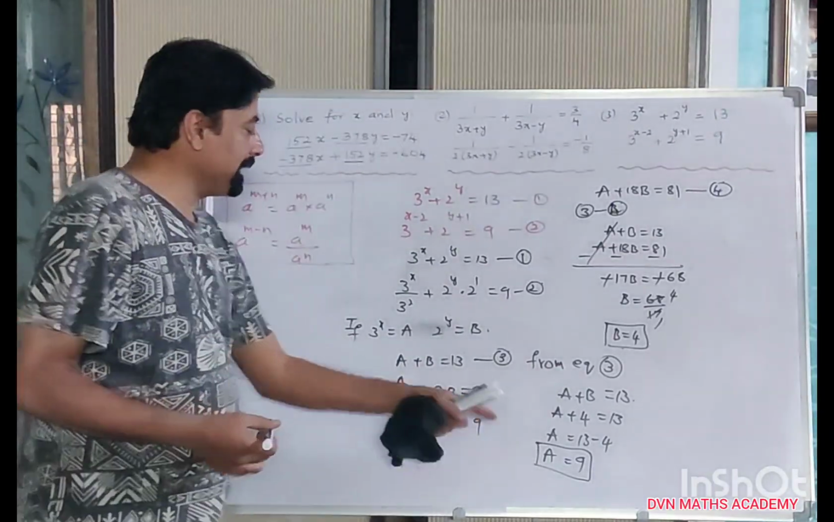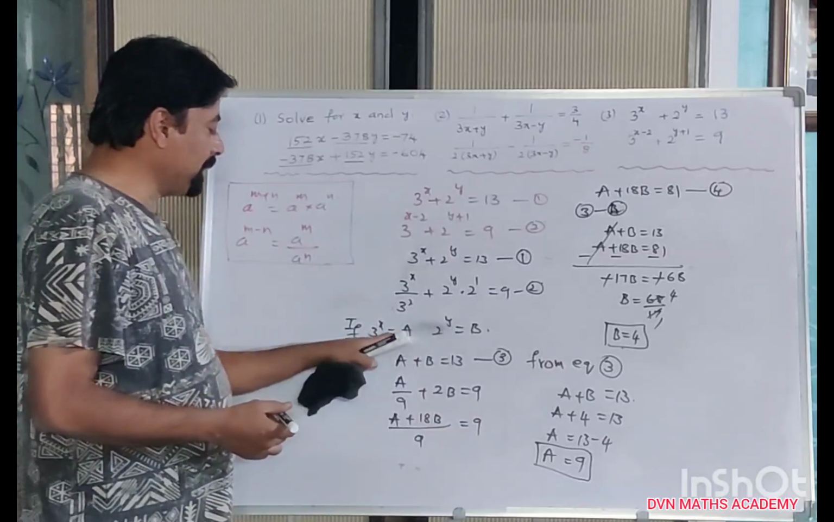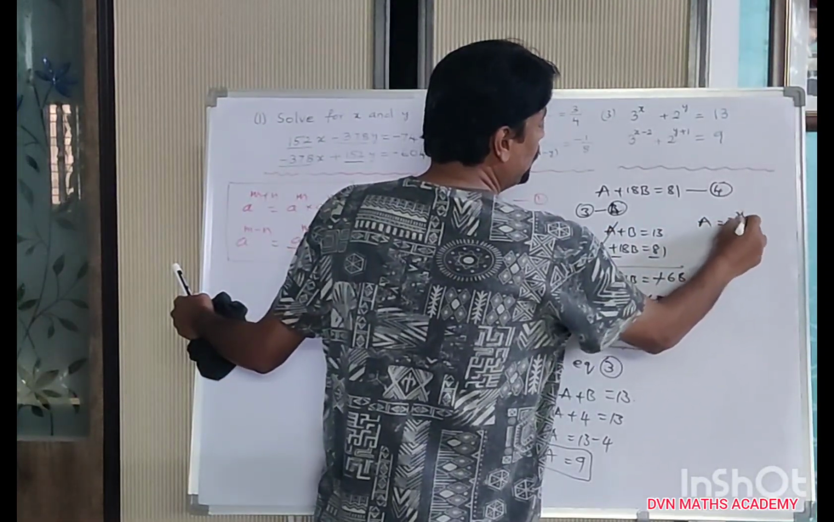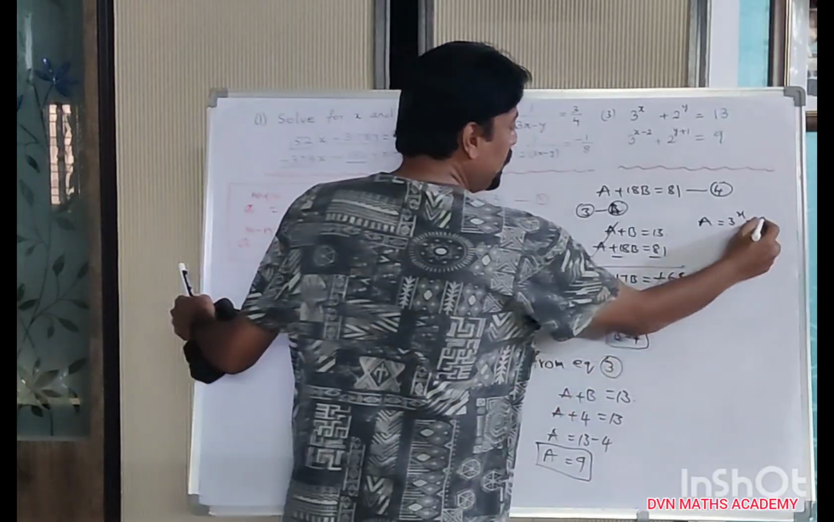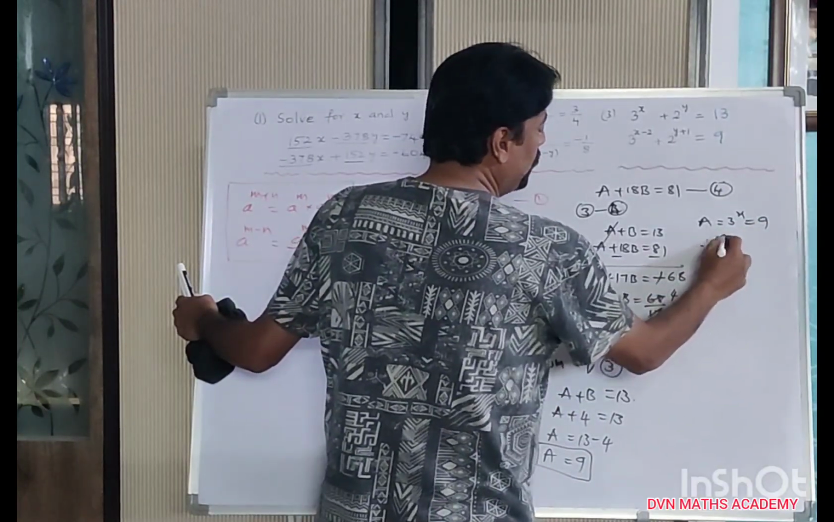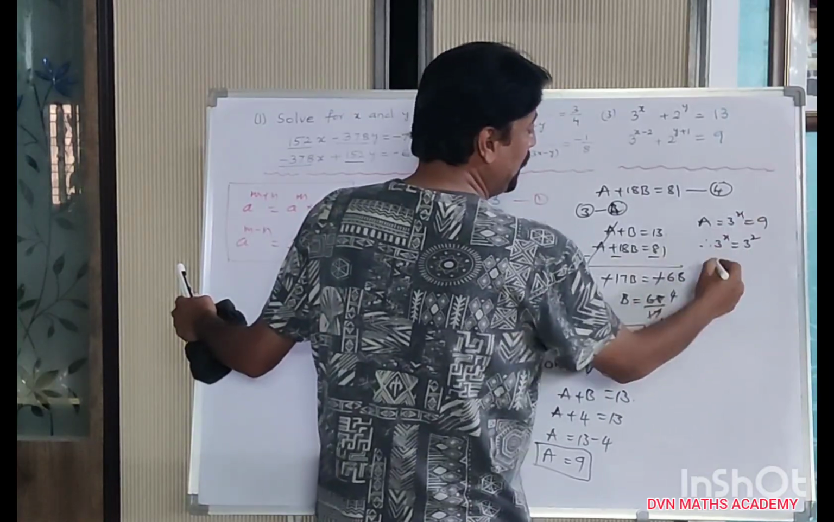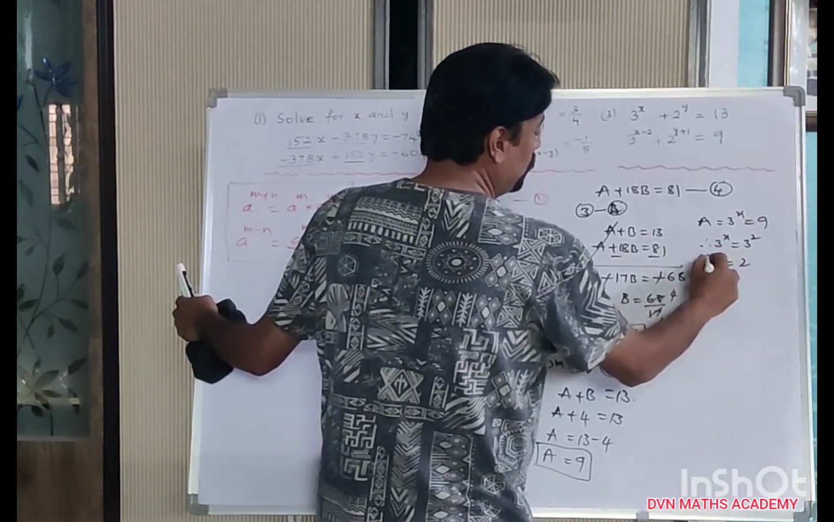But actually what is a? According to my assumption, a is equal to 3 to the power of x. That value I got 9. So therefore 3 to the power of x is equal to 3 to the power of 2. Bases are equal, we can equate the powers. So x is equal to 2.